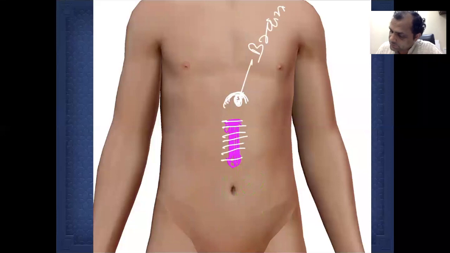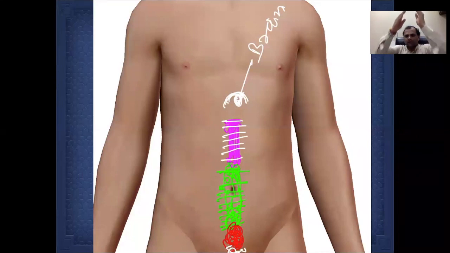And from the stomach to the triple burner, this is the thoracic area, and we are having T1, T2, T3, T4, T5, T6, T7, T8, T9, till T12. And from there, this is the lumbar area till the urinary bladder, lumbar 1, 2, 3, 4, 5, and finally down we are having sacral area, sacrum, coccyx. So we are having the whole spine here.